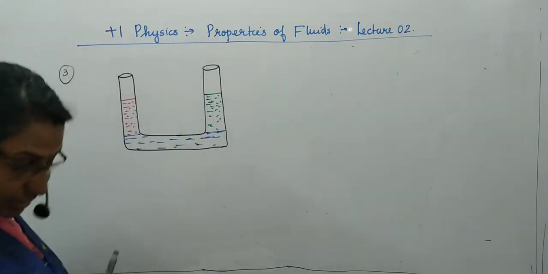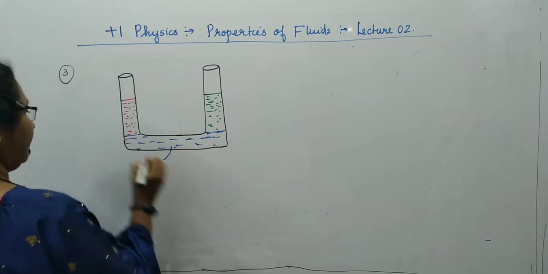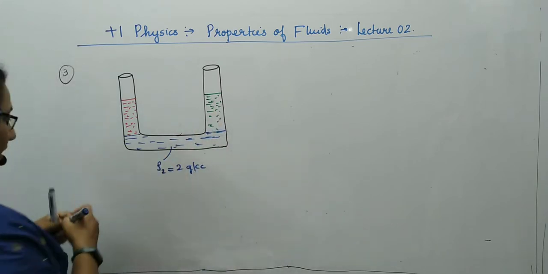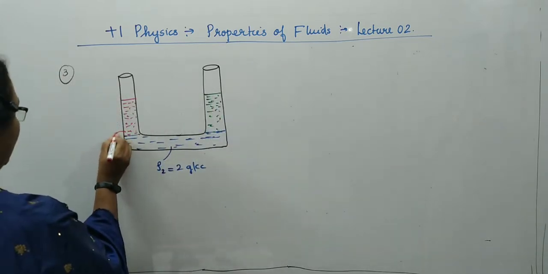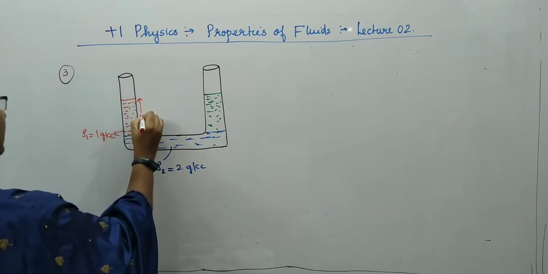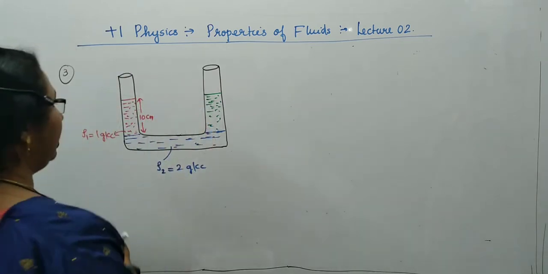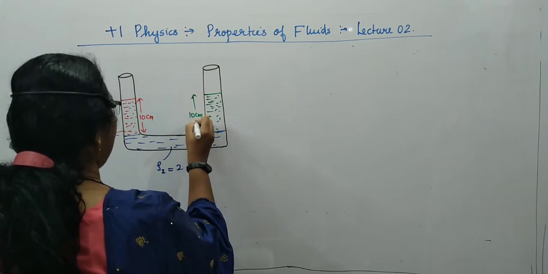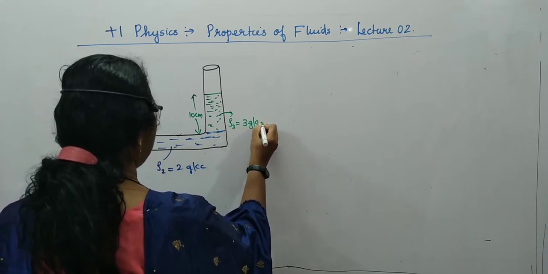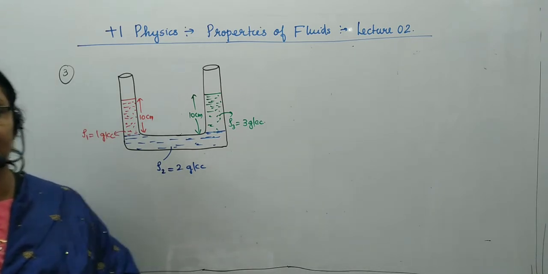And the density of the first is given, this is the density of this liquid. We can say rho 2. This is rho 1, rho 2, rho 3. 2 gram per cc. The density of the first liquid is 1 gram per cc. And this height is 10 centimeter. They have taken 10 centimeter. Okay. And what about the third one? This is also 10 centimeter. They have taken the third liquid also 10 centimeter with the density rho 3 is equal to 3 gram per cc. Okay. Clear? So, if three liquids are taken like this, what happens?